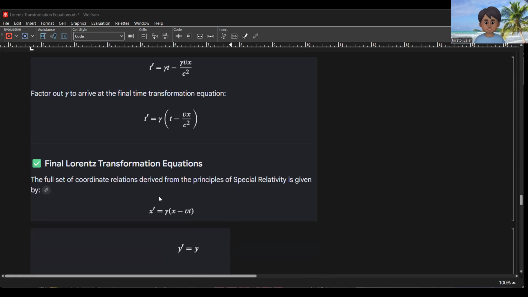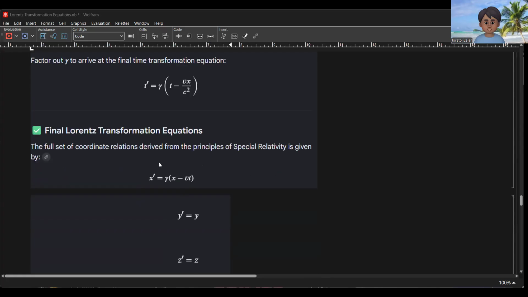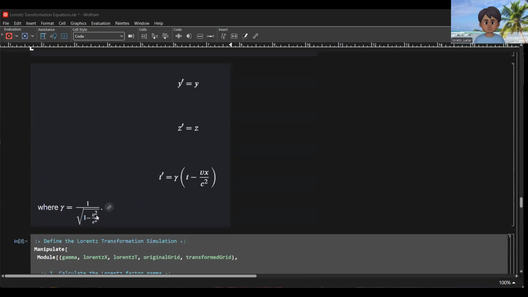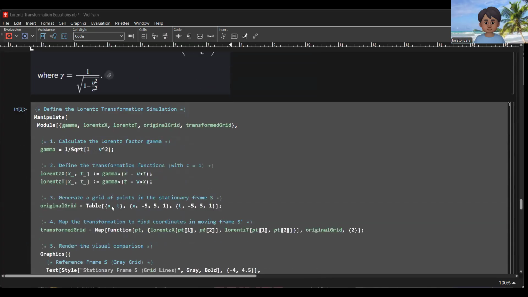So the full set of coordinate relations derived from the principle of special relativity is given by this one, where the gamma here is equal to 1 over square root of 1 minus v squared over c squared.